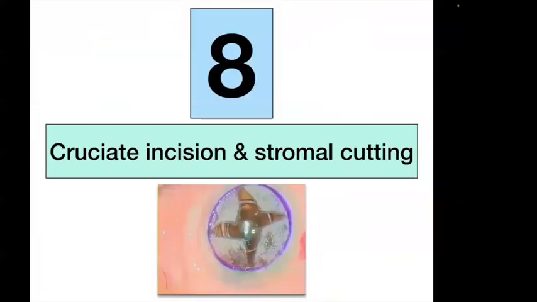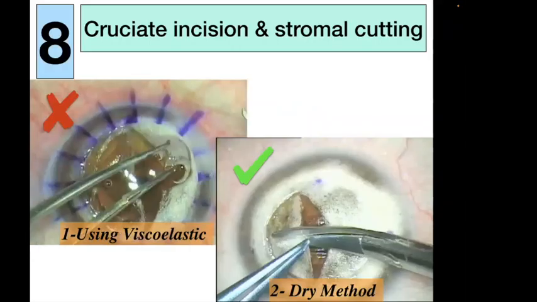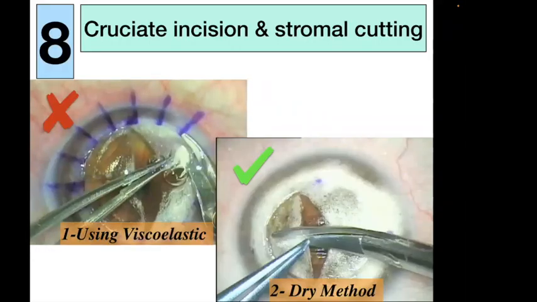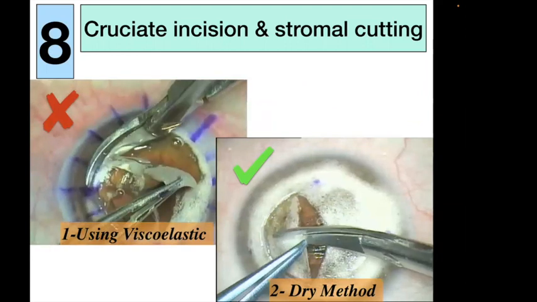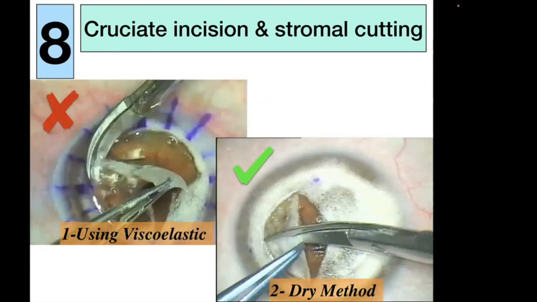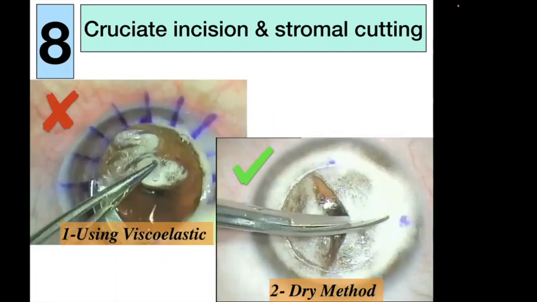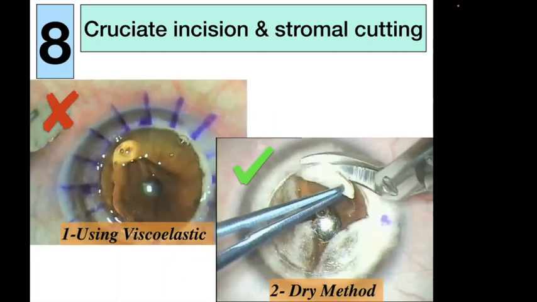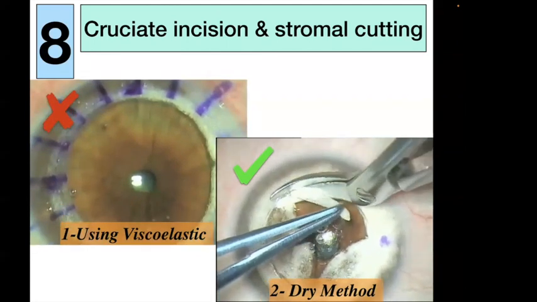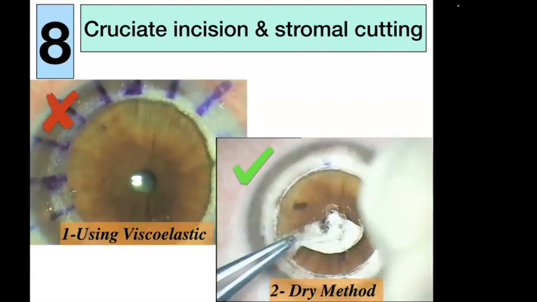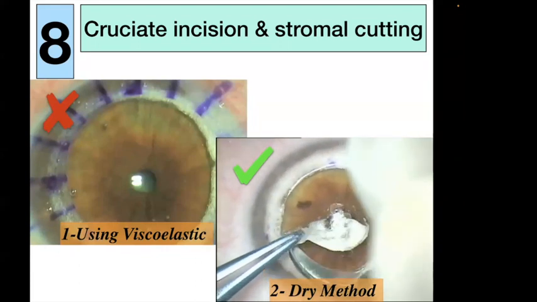The 8th step is we continue cutting the remaining stroma. Some advise putting viscoelastic material in the bubble space, but I don't like this step. I prefer using the dry technique, because knowing the Dua's layer is a very tough layer. There is no need to inject viscoelastic, but I go directly by my right and left corner scissors and make the cutting of remaining stroma.